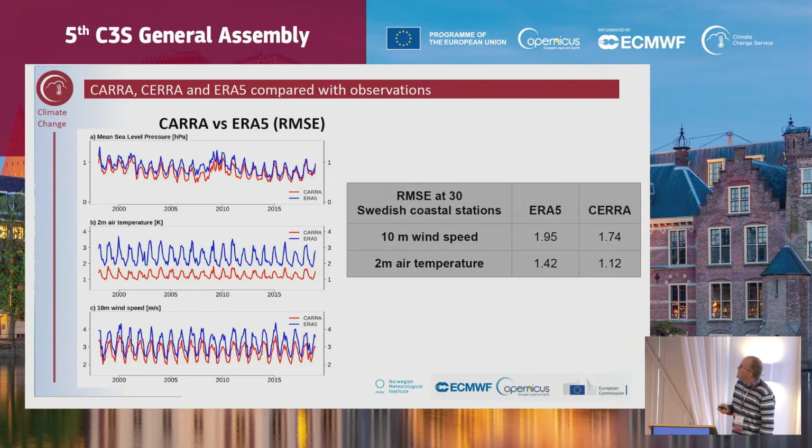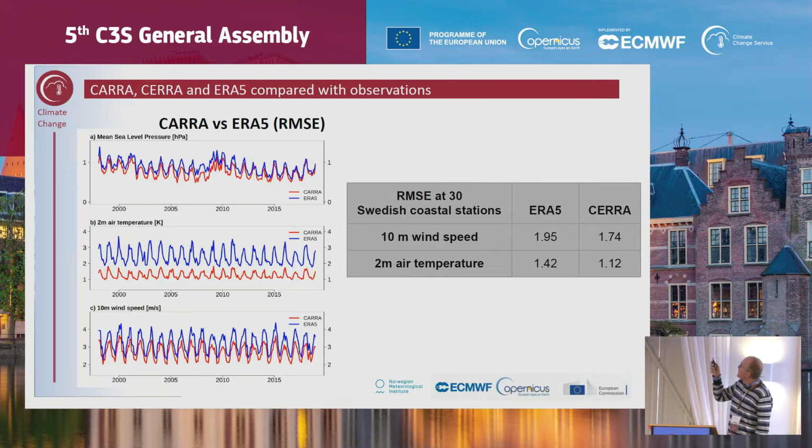So if we go on and compare with observations, we have some time series from CARA to the left for mean sea level pressure, 2-meter temperature and 10-meter wind speed, and this is the root mean square error. We see that the error is smaller for all these parameters in CARA than in ERA5. So there is some added value here, maybe in particular for temperature, but also for wind speed and pressure.